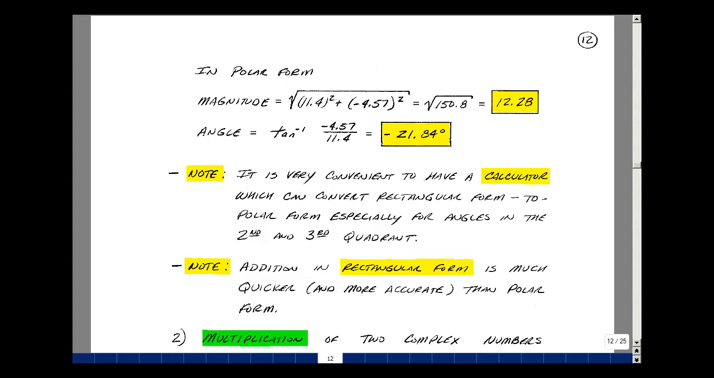Last thing to note here is that addition in rectangular form is more accurate than doing it in polar form. It's actually a lot faster. So why would we ever want to do it in polar form? Well, if we're doing symbolic manipulation of vectors, we don't have numbers to multiply out, so we would have to do it in polar form. But most of the time we're doing numerical problems, and this will be much quicker if we do it in rectangular form.